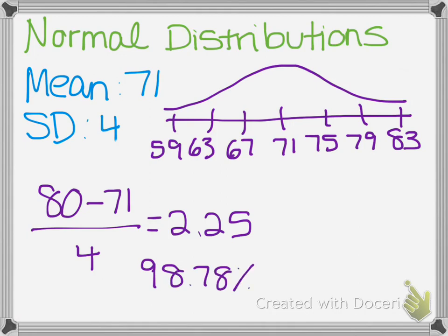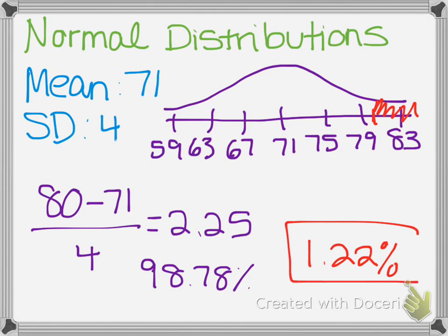98.78%. But again, I said greater than. So that means if this is where 80 is, right here, I want everything greater than it. So we have to do 100 minus 98.78, and that gives us 1.22%. This is the answer because, again, percentile represents everything below that value.